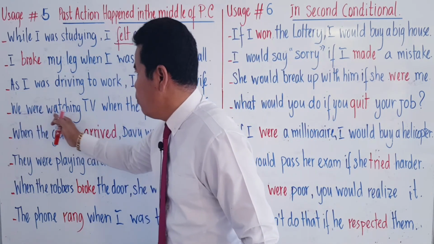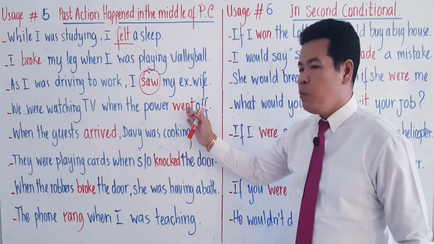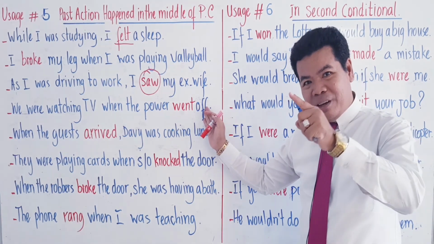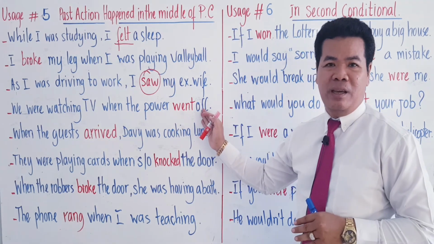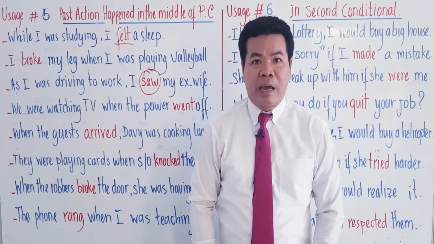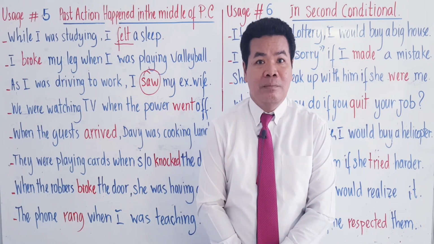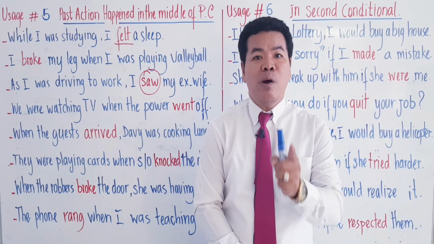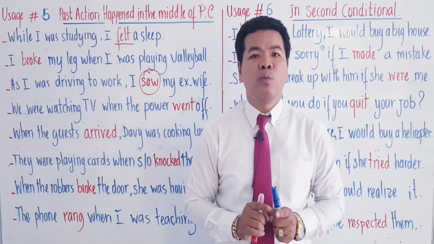We were watching TV when the power went off. The power went off in the middle of the action I was watching TV. Okay? For example, I was sitting down and watching TV. Okay? And after that, the power went off. So the action, the power went off, happened in the middle of I was watching TV.